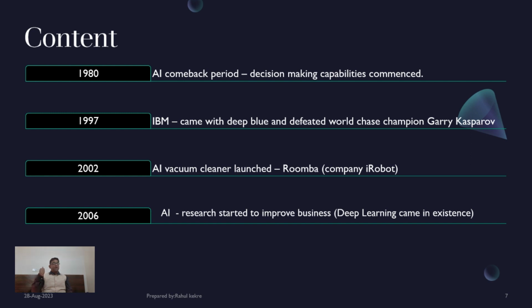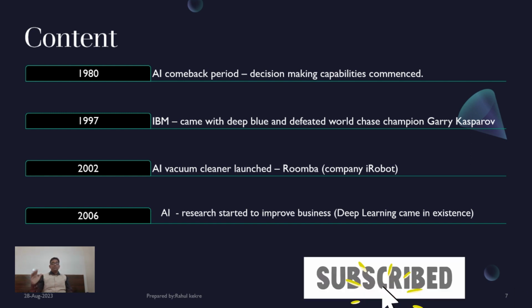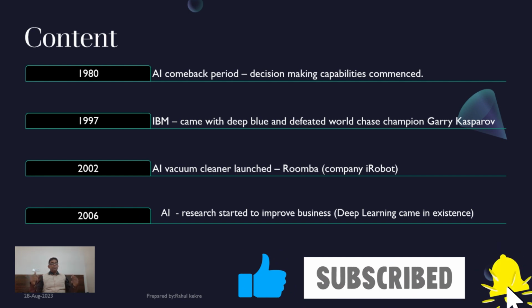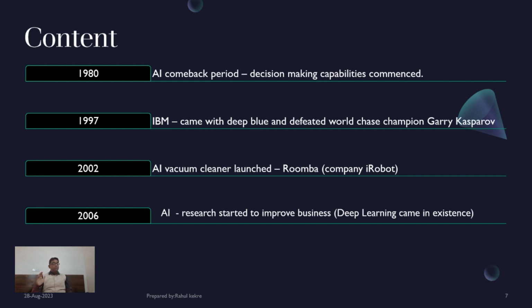So in 1997, that was the AI gaming solution. In 2002, household products started coming with inbuilt AI technologies. That was great. And then 2006, what happened? AI research started to improve business, and that was the year when deep learning came into existence. So again, sorry to digress from here. Deep learning, I will be coming up with another playlist, so I want to stop here for the details on deep learning. But 2006 also stands very important because that's when deep learning came into existence.